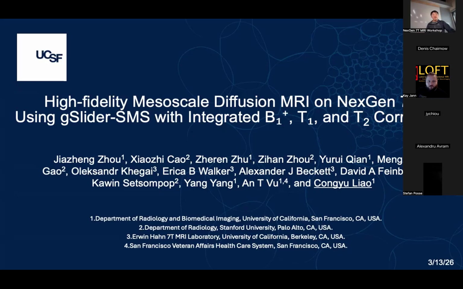Today, my topic is high-fidelity mesoscale diffusion MRI on NexGen 7T using gSlider.